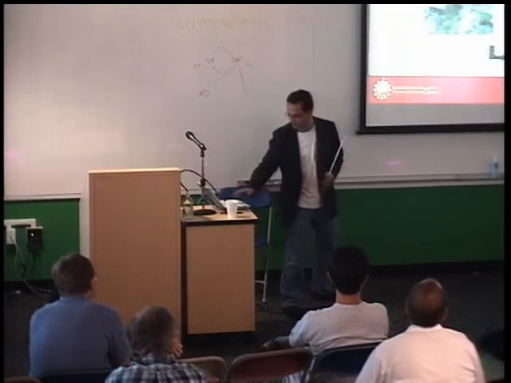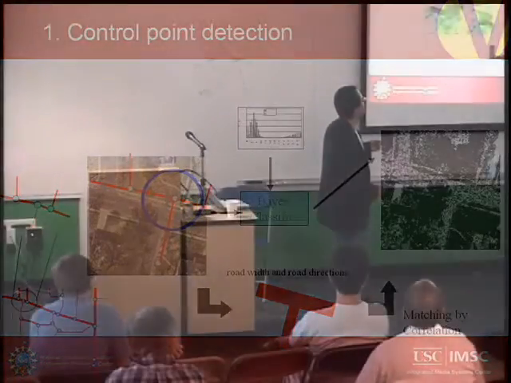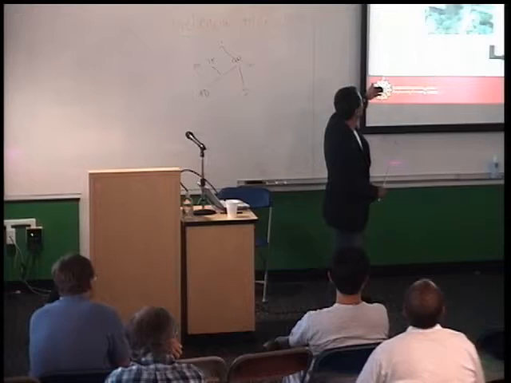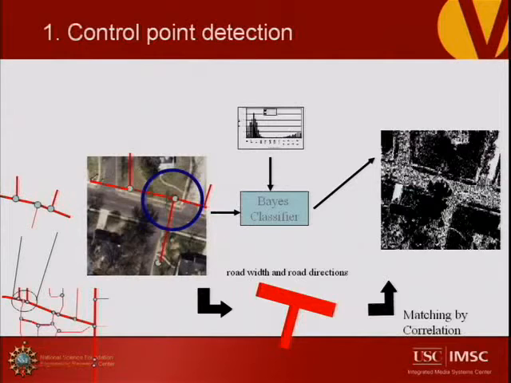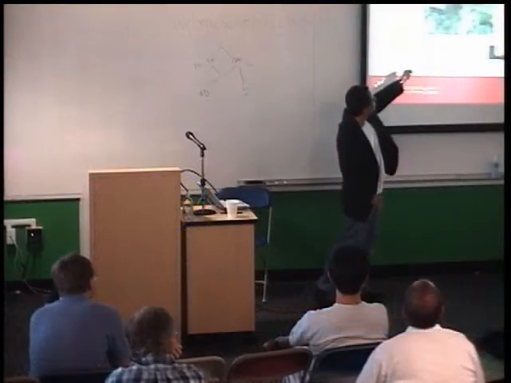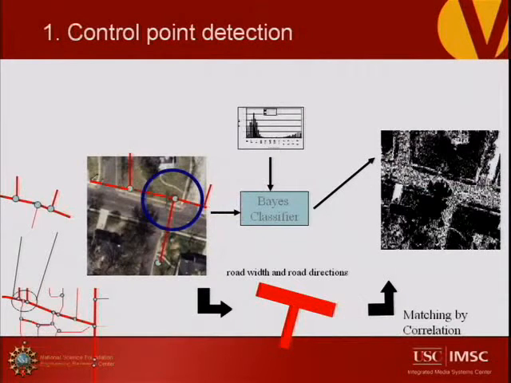So let me first tell you how this would have been done traditionally. Traditionally, if you want to do this automatically, for example, for the alignment of roads with images, the best feature that you can find for the control point pairs are intersections. Okay, because intersections are easy to identify on vector data, and they're also relatively easy to identify on images.